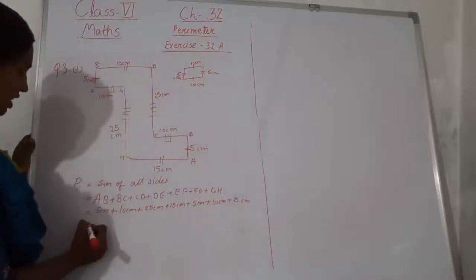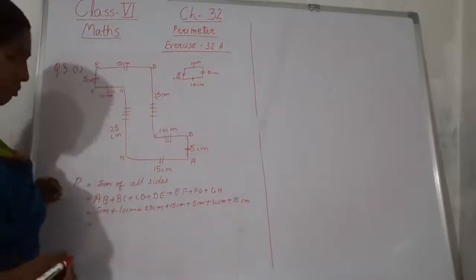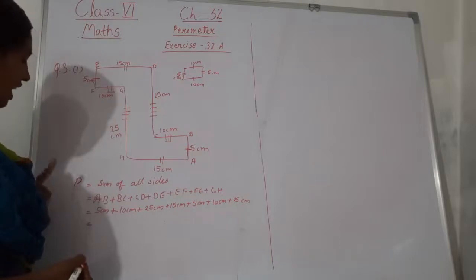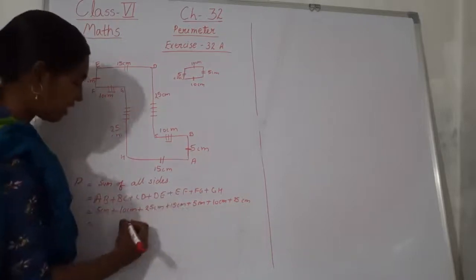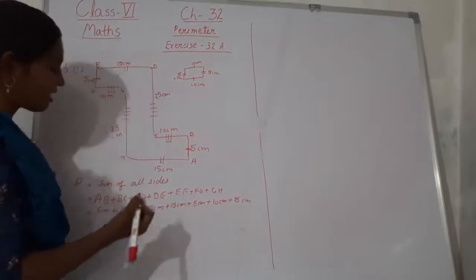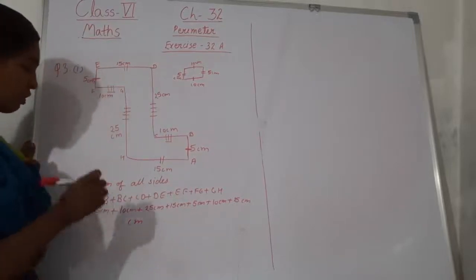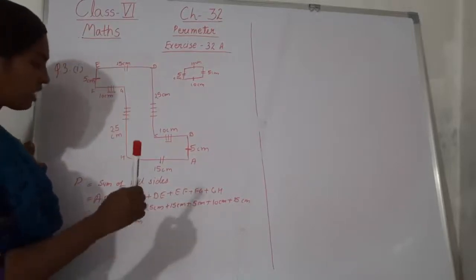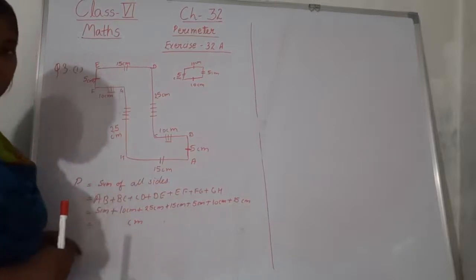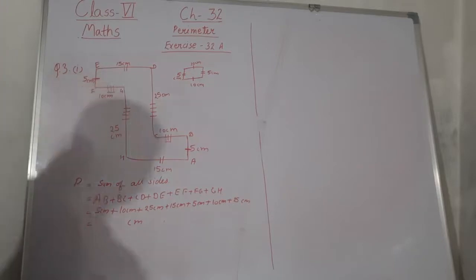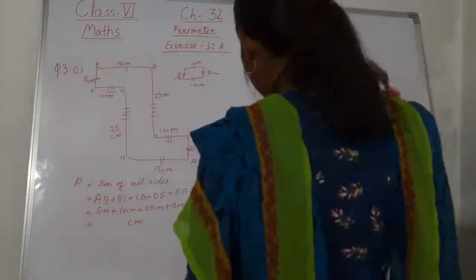Now do the addition. As we have studied in the previous video, the perimeter will have the same unit as the lengths. We can see all the lengths are in centimeter, so our perimeter will also come in centimeter. Do the addition, you will come to know the perimeter. This addition I am leaving for you, you can find out. Okay, note down this one till I am drawing the next figure.